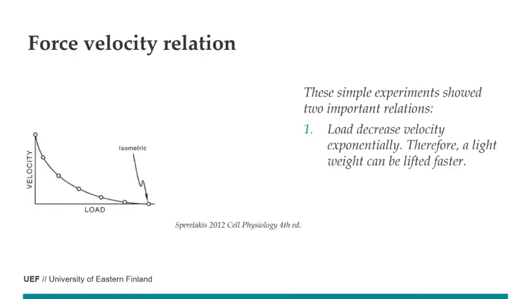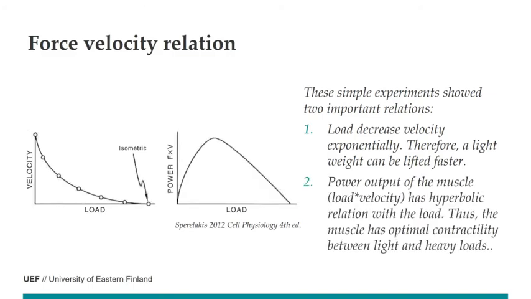So first of all, the load decreased the velocity exponentially. So that's why you can lift light loads much faster. And although it's exponential, actually there are quite many equations to describe this exponential decay. So it's still a little bit under debate what is the best equation for this. So what really happens?